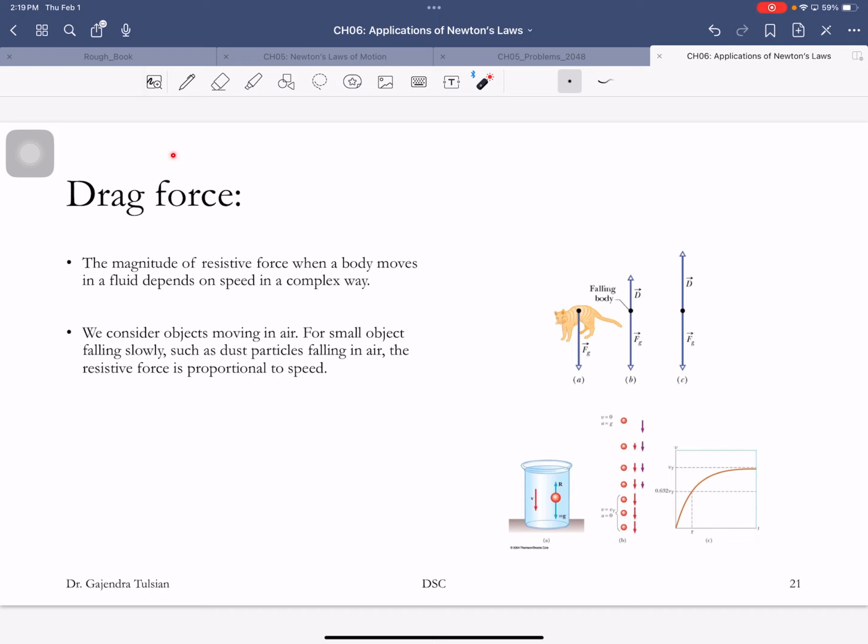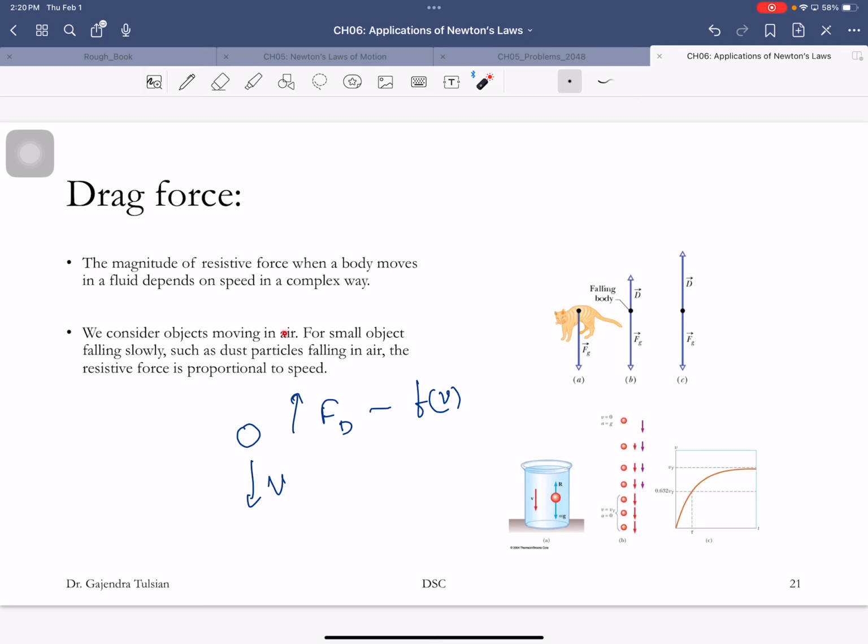Okay. Now we'll talk about drag forces. These are friction forces when you move in a fluid. For instance, if an object falls in a fluid, you'll experience drag forces. Now this drag force is a function of your velocity. The magnitude of the resistive force when a body moves in a fluid depends on the speed in a complex way.